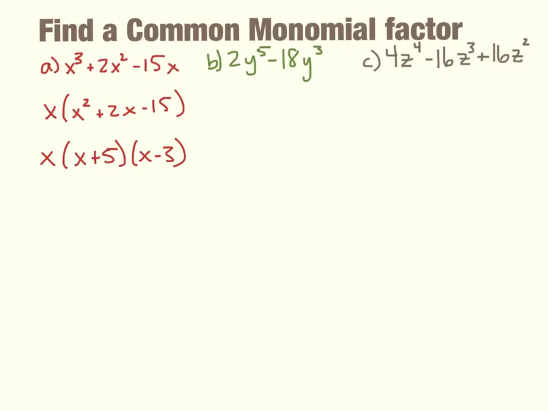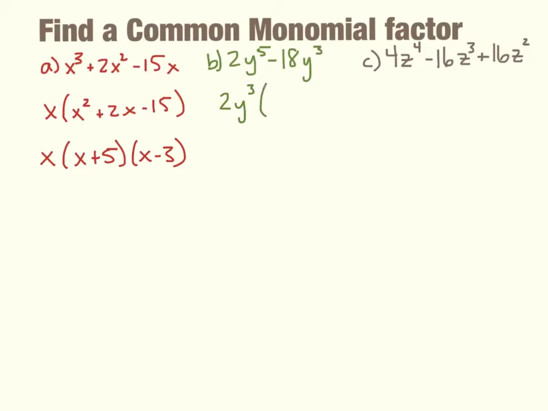In the next example, we have 2y to the 5th minus 18y cubed. So first I look at the numbers, the coefficients, and I see 2 and 18, they share a 2 in common. So I'm going to pull out a 2. And then I look at the variables, y to the 5th and y cubed. The highest power of y that they both have is y cubed. So I can pull y cubed out of each.